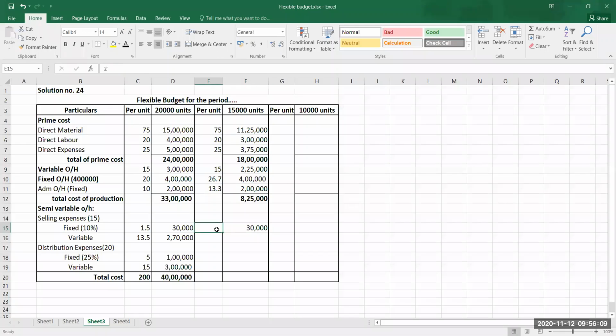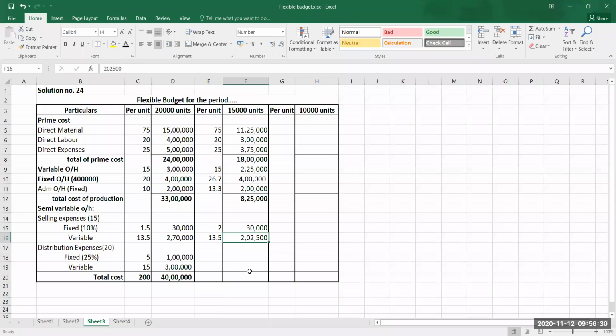Now you need to calculate the variable per unit. How you will calculate? Same, 30,000 divided by 15,000. So you will get 2. Now what about the variable per unit? Variable per unit remains the same. Now how you will calculate this? 13.5 into 15,000 you will get.